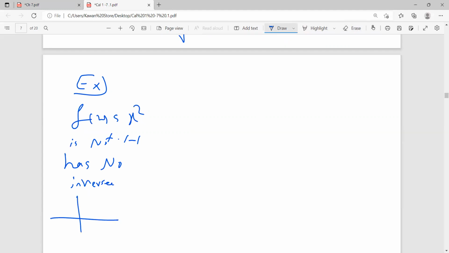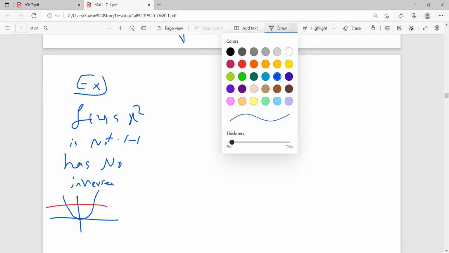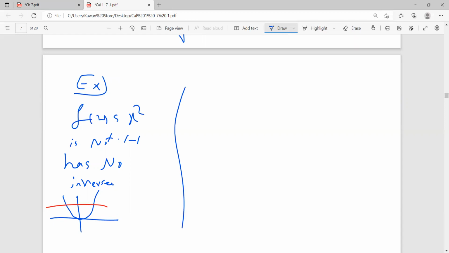How do you know it's not one-to-one? You should draw your graph and use the horizontal line test. Now I will give you the same example, but with a different domain. The same example, look.